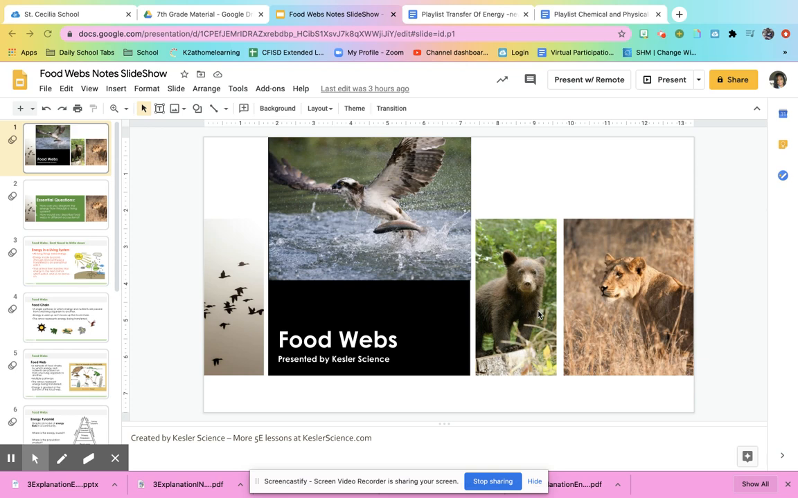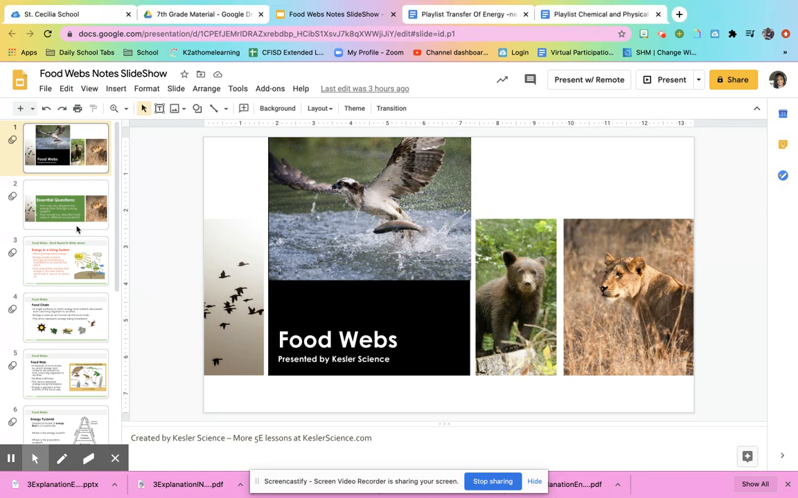All right, so let's talk about food webs. This is mostly a review. So I am going to go really fast through this, and you should also be jotting down these notes on the guided notes template that I gave you, and then you should be gluing this into your journal. Make sure you update your table of contents as well.